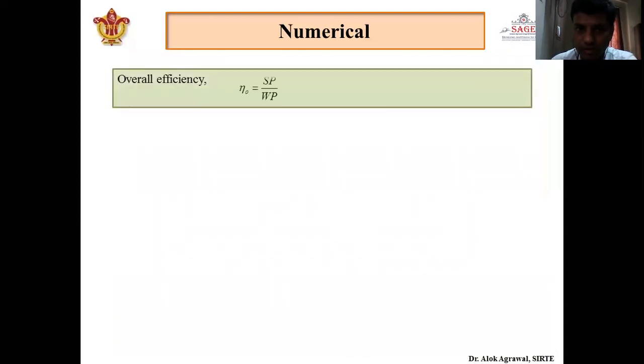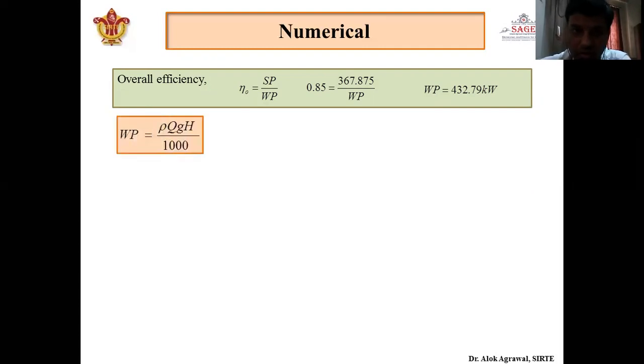Now, overall efficiency is given. We know that overall efficiency is the ratio of shaft power to water power. Shaft power is given in the numerical, and overall efficiency is also given, that is 0.85. 367.875 is the shaft power. So from this, we can calculate water power. Water power comes out to be 432.79 kilowatt. Now, what is this water power? Water power is also rho g Q H by 1000.